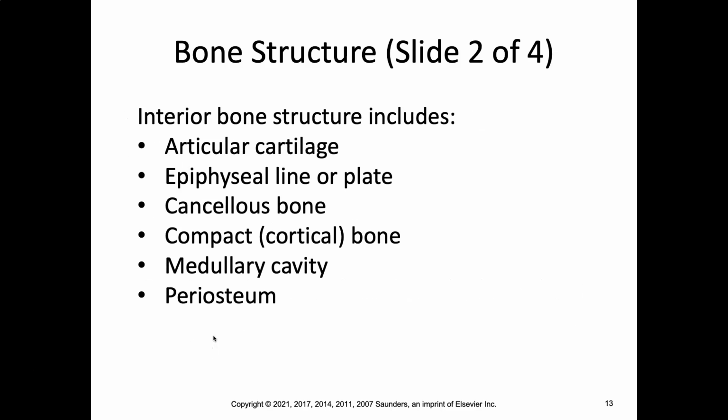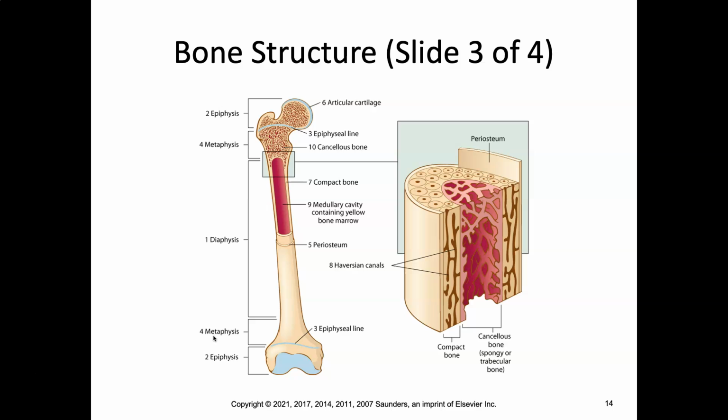I think we have, in a couple more slides, a visual for you on that. Your interior bone structure includes articular cartilage, the epiphyseal line or growth plate, cancellous bone, compact or cortical bone, a medullary cavity, and periosteum. So let's see. This is what it looks like.